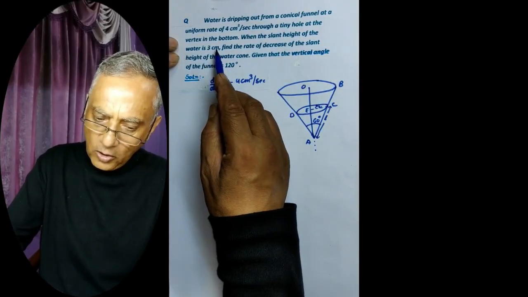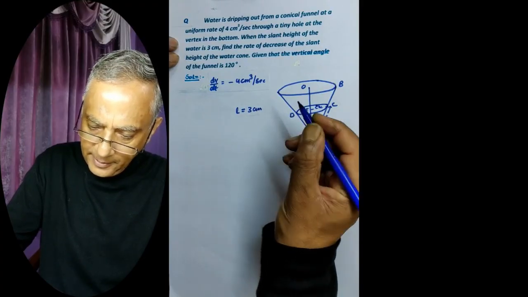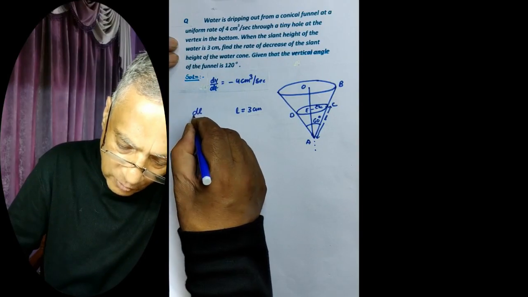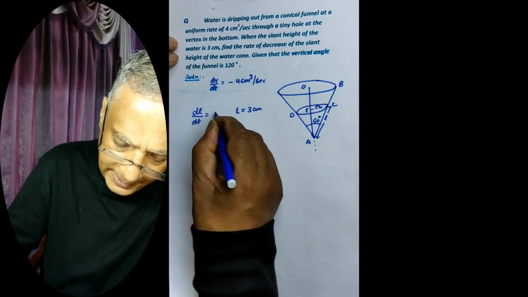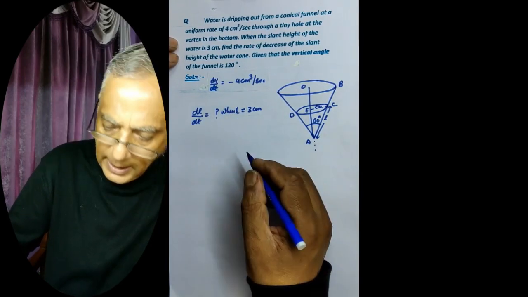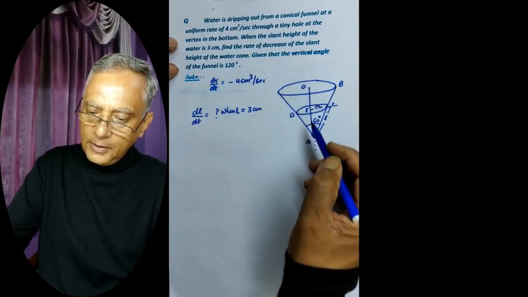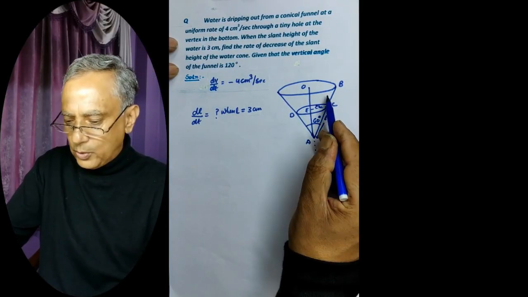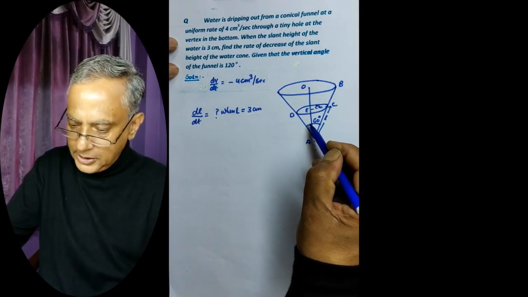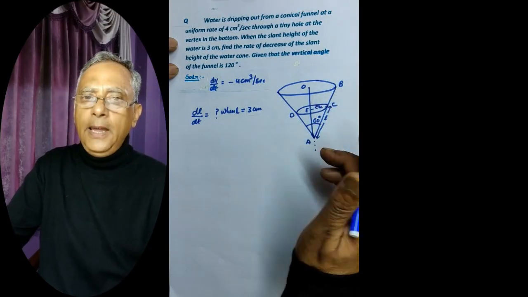When the slant height of water is 3 centimeters, that is when L is equal to 3 centimeters, find the rate of decrease of the slant height. We have to find dL by dt is equal to question mark when L is 3 centimeter, given that the vertical angle is 120 degrees. So this is 60 degrees and this is 60 degrees. Now we solve the problem.